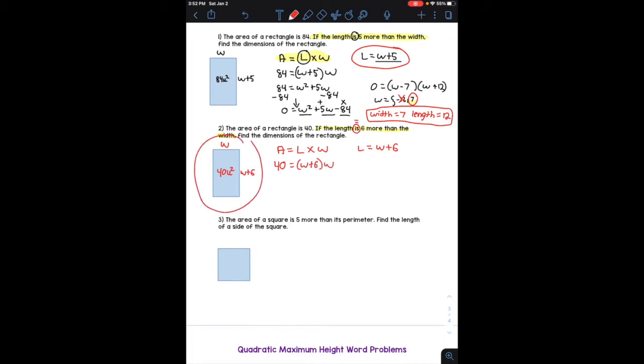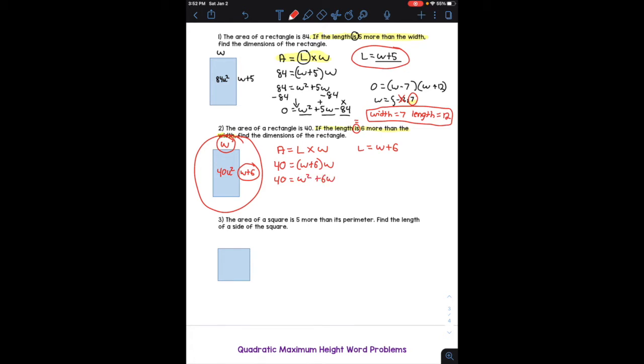How would I find the area of this rectangle? I would multiply W times W plus 6, and we would get 40 as the area. So my equation makes sense. All we need to now do is distribute and solve. We're going to get a quadratic equation because when you distribute, you're going to get a term squared.